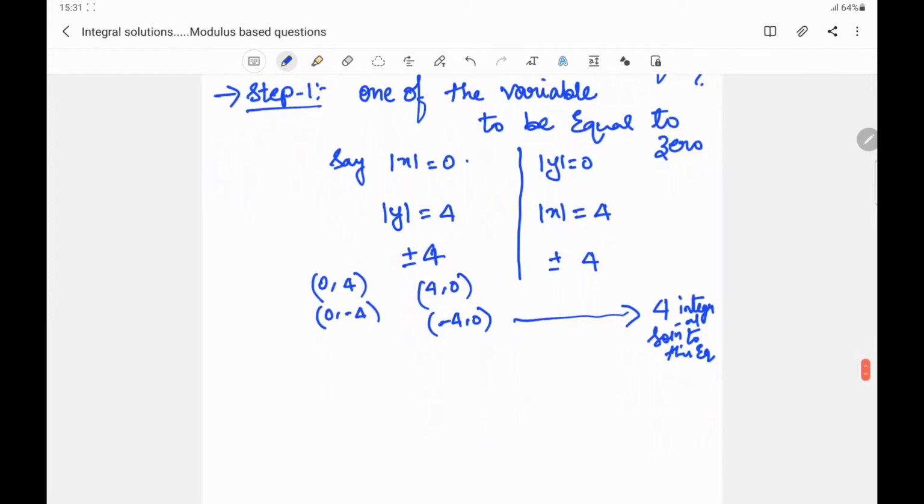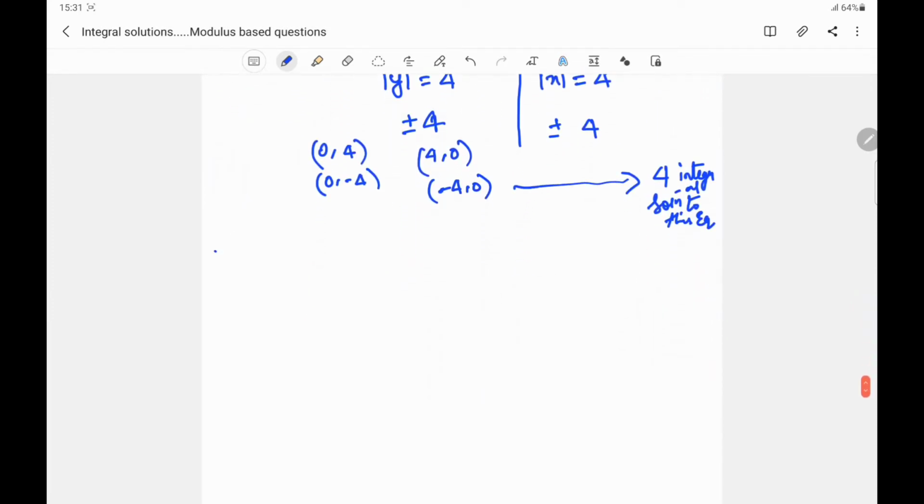Now in step 2, we will assume that none of the variables, that is x or y, is equal to 0.